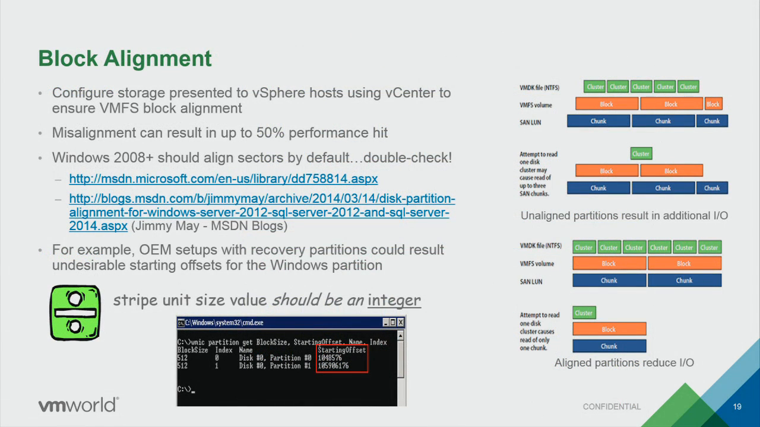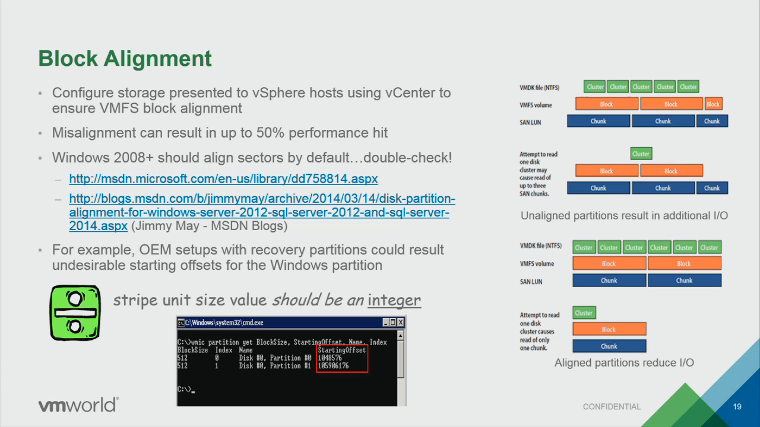So block alignment is very important, and it's one of those hidden things that can really get you. We've seen up to a 50% performance hit from having blocks misaligned. And you have to do the block alignment both at the host level and at the VM level.